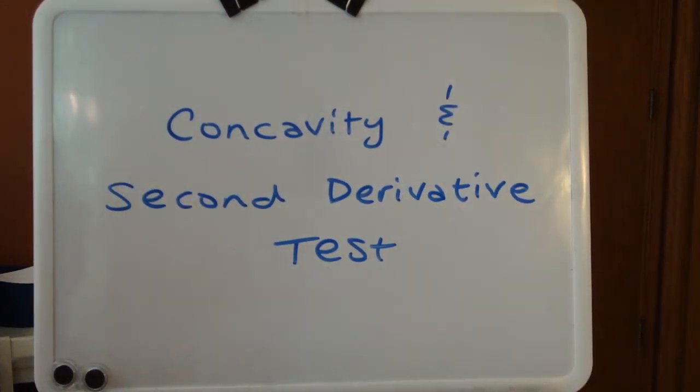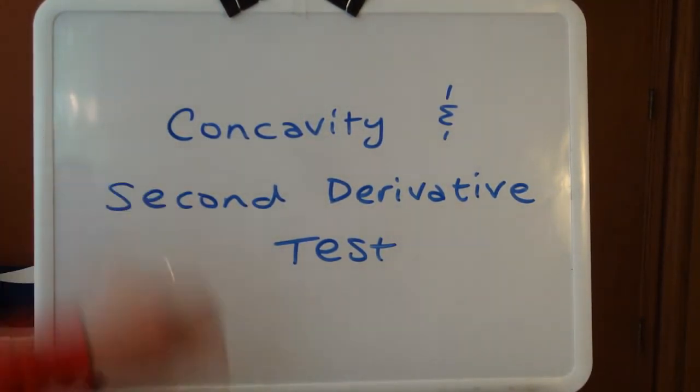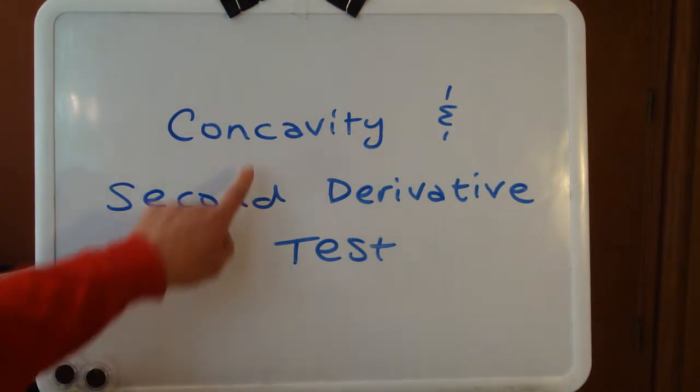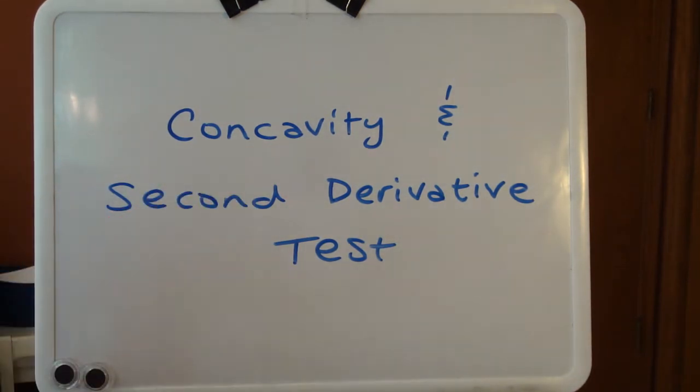Hello, so this video is about a feature called concavity, and this is a characteristic of how a function, or how a curve, bends. Algebra does not handle this very well. You really need calculus to understand the concavity of the graph.